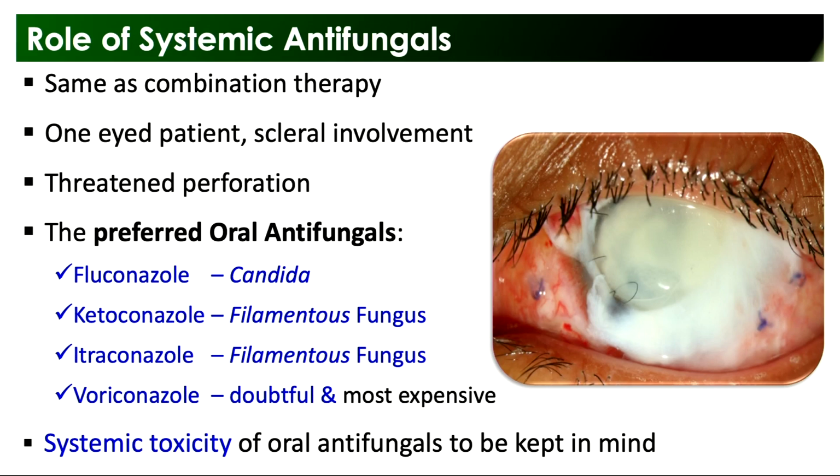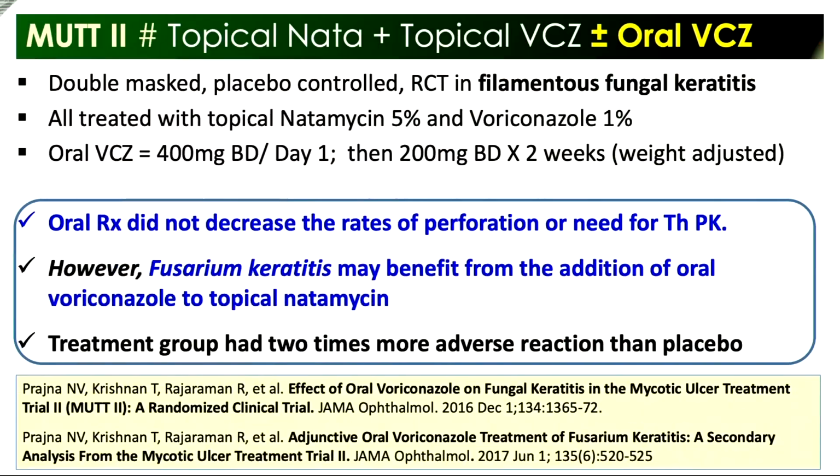Voriconazole is the most expensive and has a lot of side effects, so systemic toxicity you have to keep in mind. Then the MART 2 trial came; they compared topical natamycin versus topical voriconazole with or without oral voriconazole, and they have shown that oral treatment doesn't decrease the rate of perforation. That way, it is not as effective as we used to think that it may be.